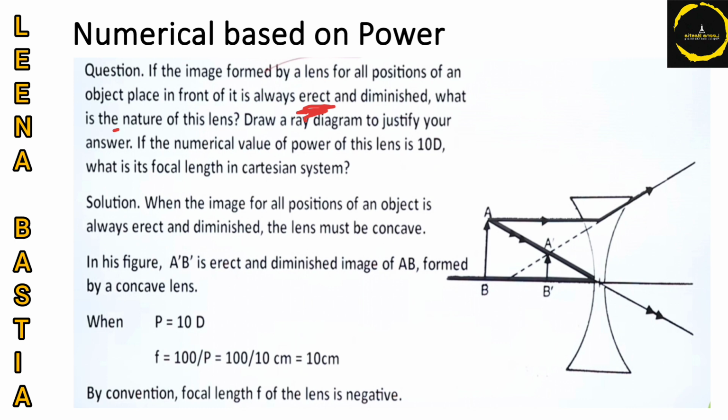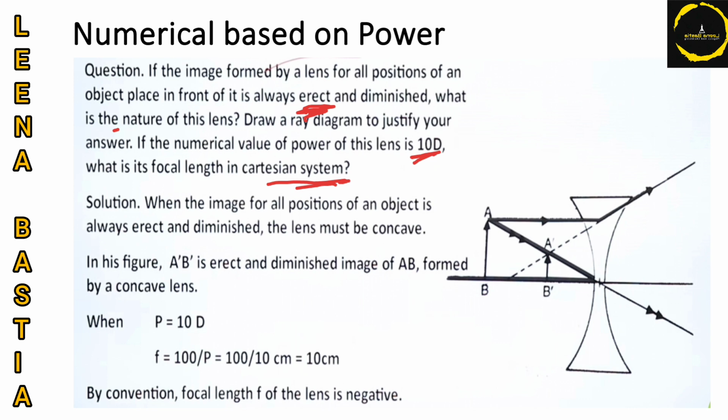So draw a ray diagram to justify your answer. It is asking about a ray diagram. Then, if the numerical value of the power of the lens is 10 diopter, what is the focal length in the Cartesian system? Cartesian system means you just have to write in terms of meter or centimeter and calculate it.